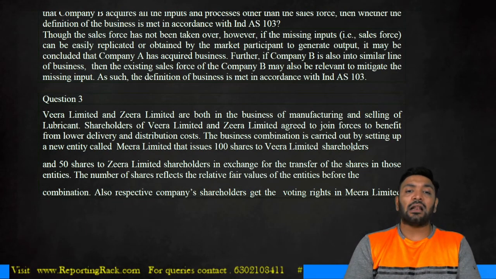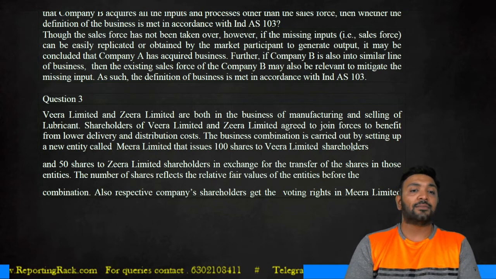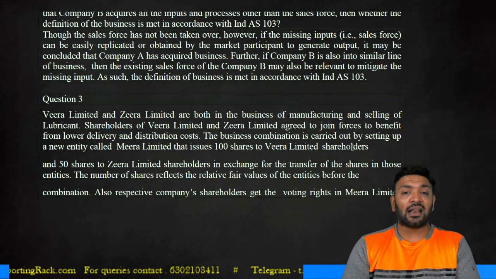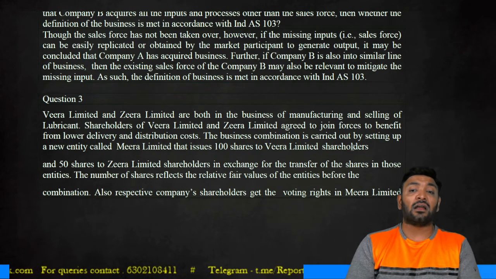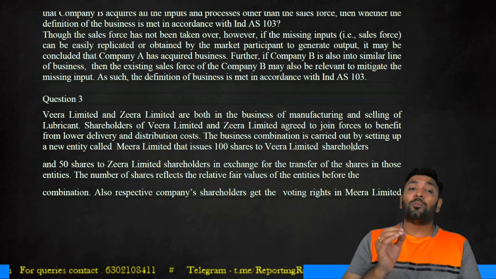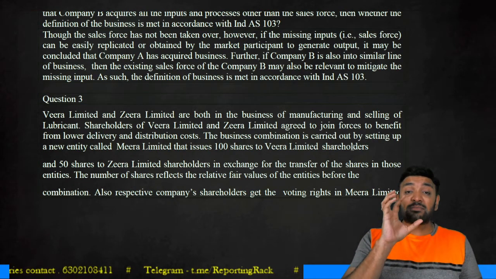Veera Limited and Zara Limited are both in the business of manufacturing and selling lubricants. Shareholders of Veera and Zara have agreed to join forces to benefit from lower delivery and distribution cost. That means there is some synergy.